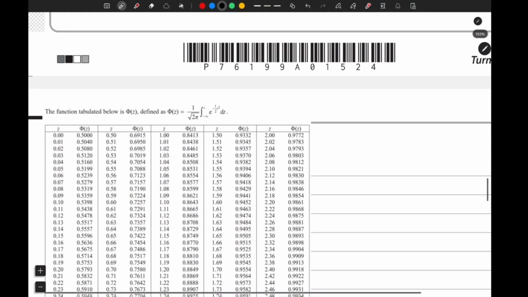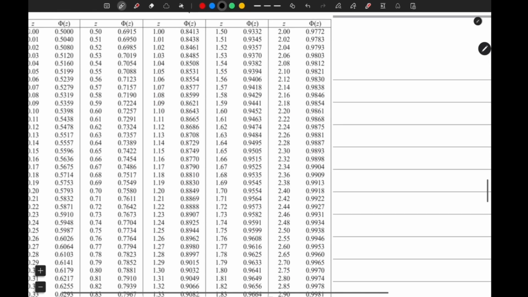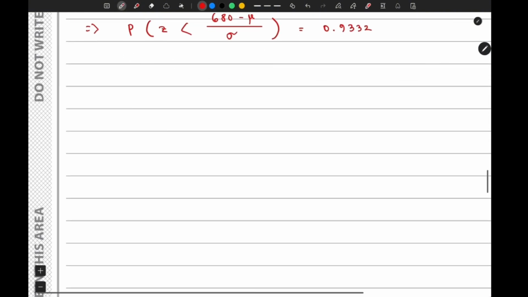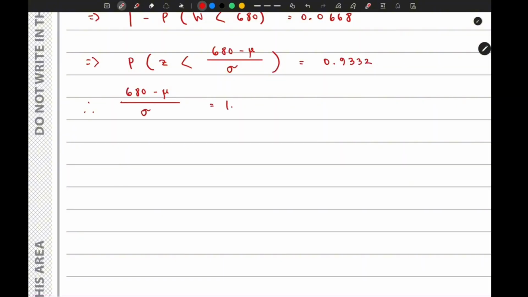So when the value of Z is (680 minus mu) over the standard deviation, the probability is 0.9332. So let's first find the value of Z when the probability is 0.9332. When the value of phi Z is 0.9332, the value of Z is 1.5. So we can say that (680 minus mean) over the standard deviation is 1.5. So our first equation will be mu plus 1.5 standard deviation equals 680. So this is our first equation.